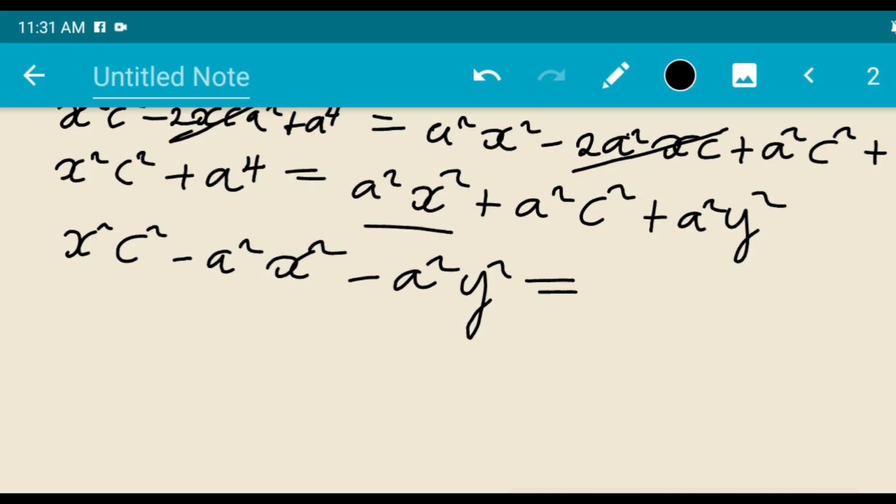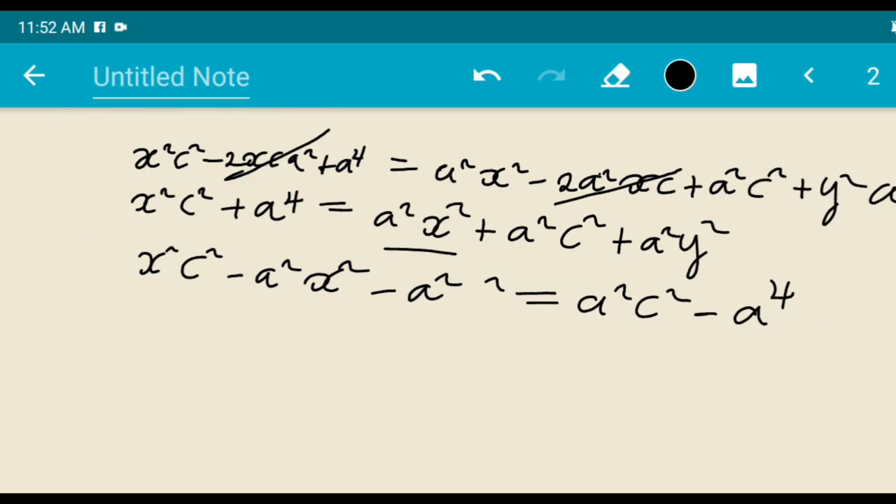So what remains to the other side? This remains, and then this has to go this side. Okay, so let's start with what remains. So that would be a squared c squared. Then we take this to the other side. It is now going to be minus a raised to the fourth.